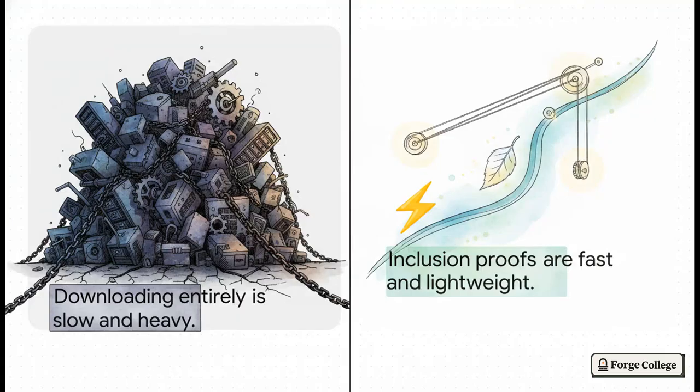Now, you might be wondering, why go through all the trouble of building this? Well, because without a Merkle tree, if you wanted to verify that just a single transaction exists in a block, you'd have to download the entire massive dataset. And honestly, it's slow, it's incredibly heavy, and it's just exhausting for the network. But by using an inclusion proof derived from a Merkle tree, that process becomes blindingly fast and lightweight. We're essentially trading all that heavy lifting for sleek, mathematical efficiency.